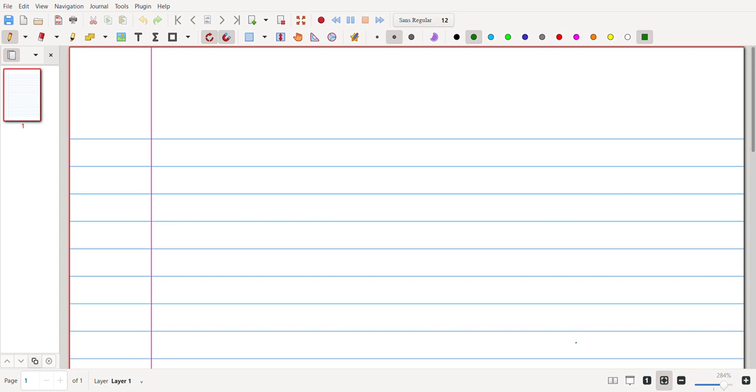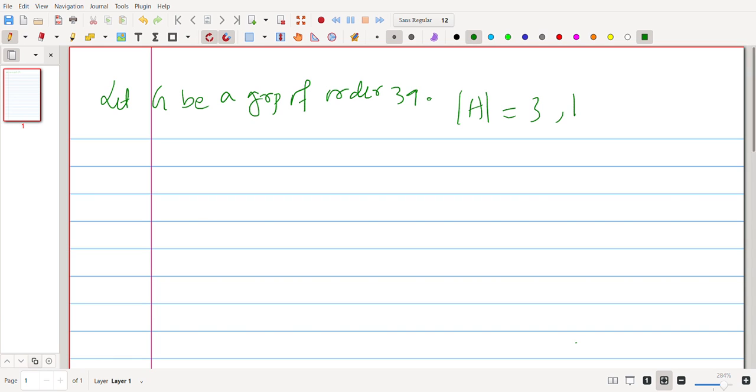Okay, so question number one: let G be a group of order 39, where the order of H is 3 and the order of K is 13, unique subgroups of G. Then which of the following statements is true? So I'm going to use a theorem.